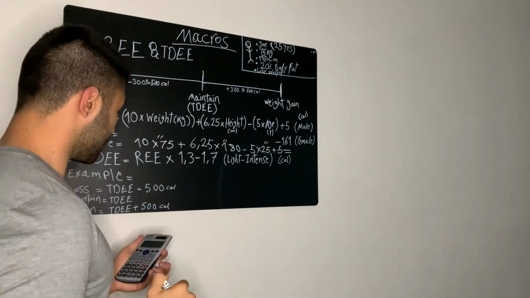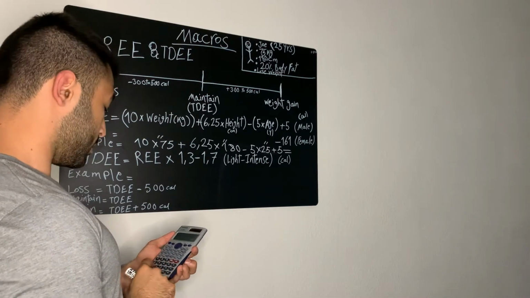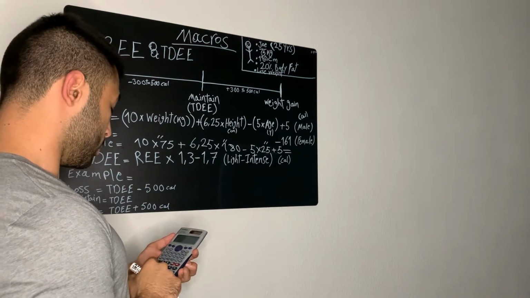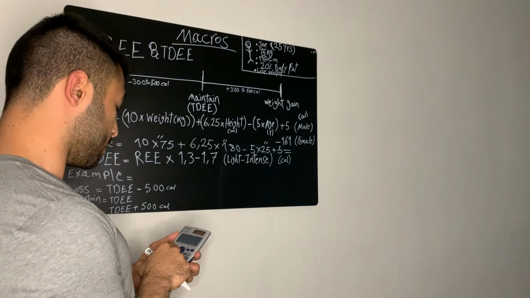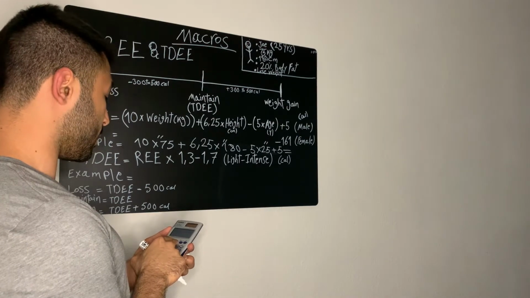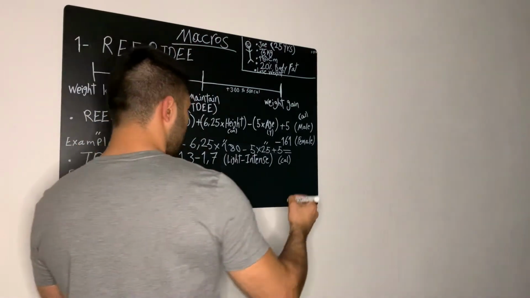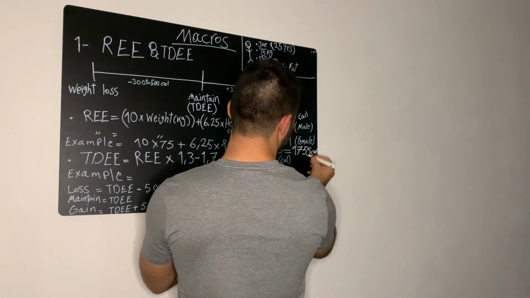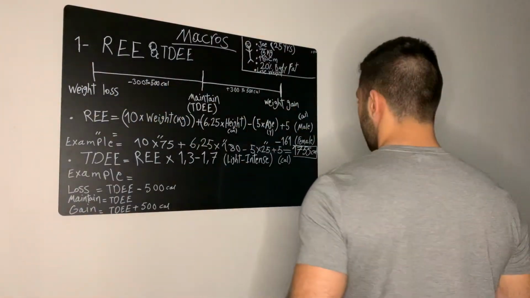So if you just put it in your calculator: 10 times 75 plus 6.25 times 180 minus 5 times 25 plus 5. Let me check if I did it all correctly. Exactly. So for Joe, his resting energy expenditure is going to be 1,755 calories. Okay, this is basically his resting energy expenditure if he doesn't do anything throughout his day. Okay, all right.